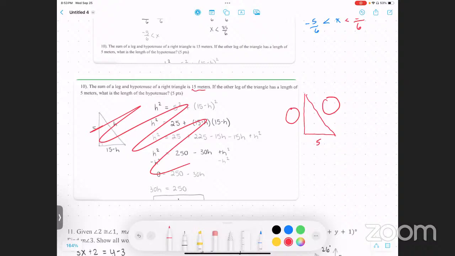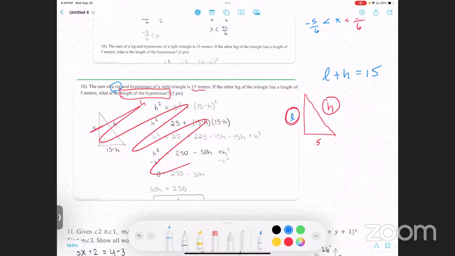So what we're going to do is call this the hypotenuse, because that's what we're asked: what is the length of the hypotenuse? So let's call that H. We know that when you add that to this one right here, let's call this L, it says the sum of a leg, the blue leg, and the hypotenuse is 15.